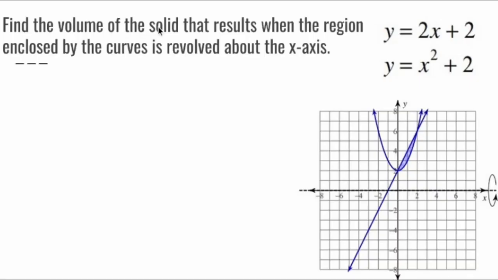Find the volume of the solid that results when the region enclosed by the curves is revolved around the x-axis. All right, so what you have here is called the washer method. Just go with me here.